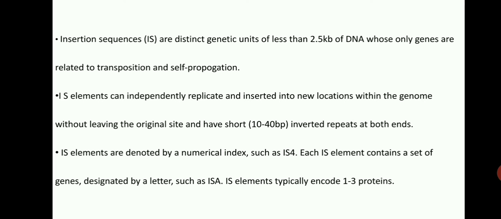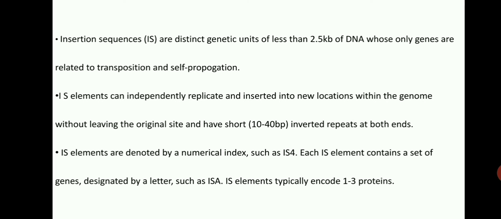So these IS elements may be present in multiple copies in a bacterial cell, that is, there may be more than one copy of an IS element in each cell. Altogether, IS elements may account for about 0.3% of the total bacterial genome.